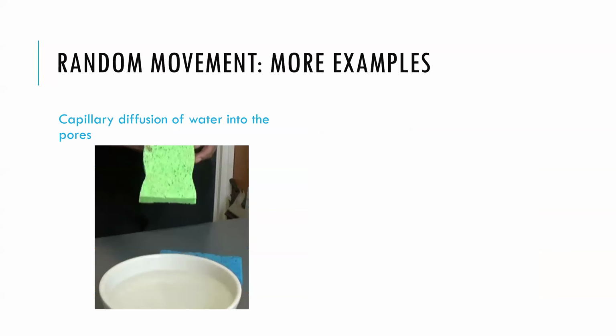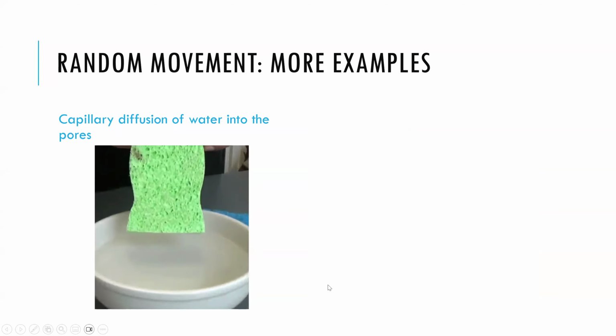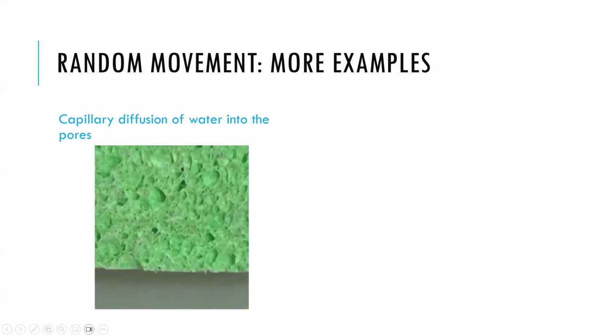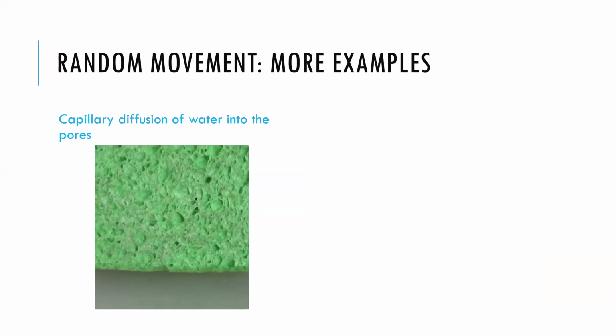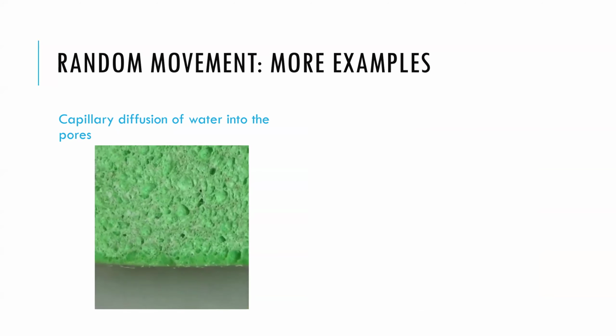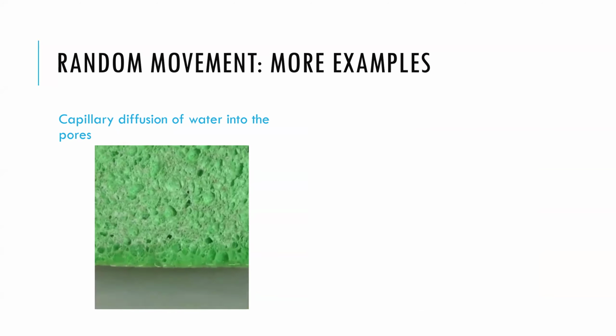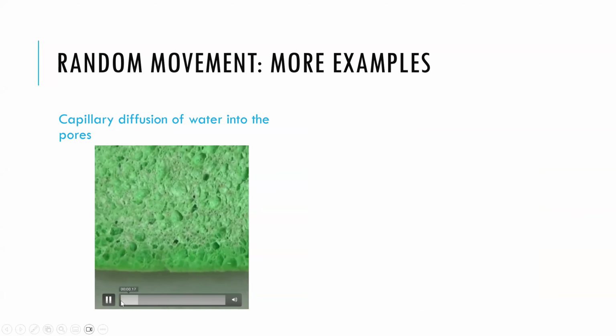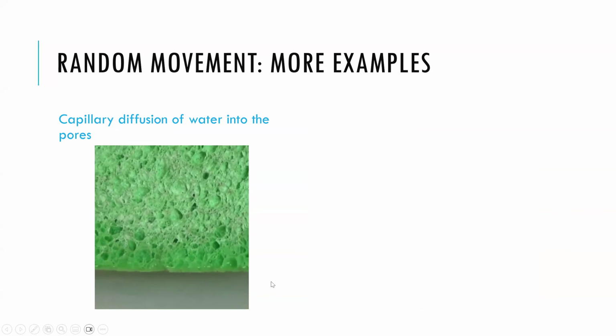So let's look at more examples. This is capillary diffusion of water in the pores. Touch it to the water. Before, water was coming out of the sponge. That reference to water coming out was when I had a wet sponge and was squeezing, so you can ignore that comment.